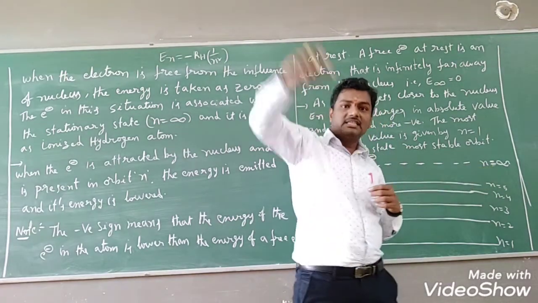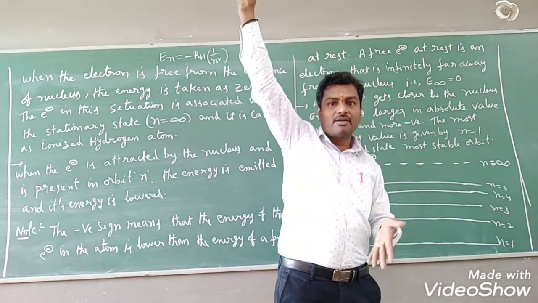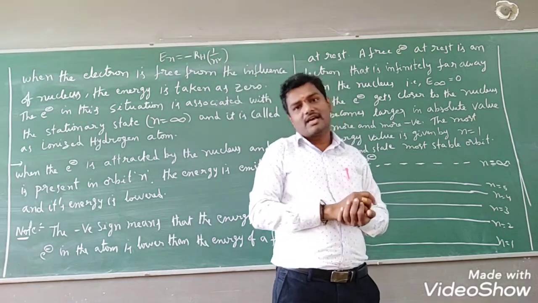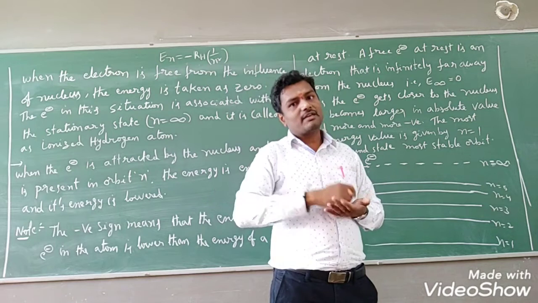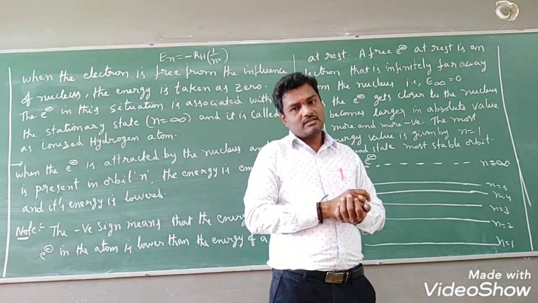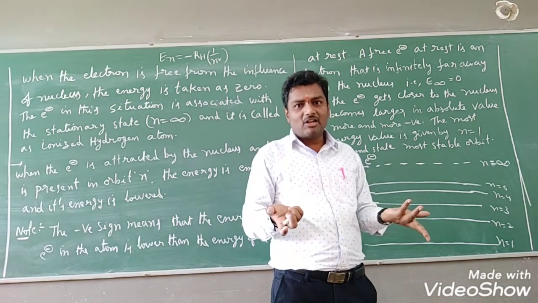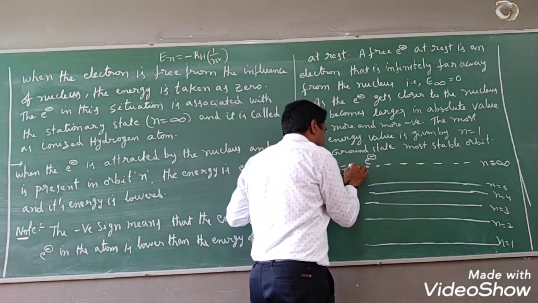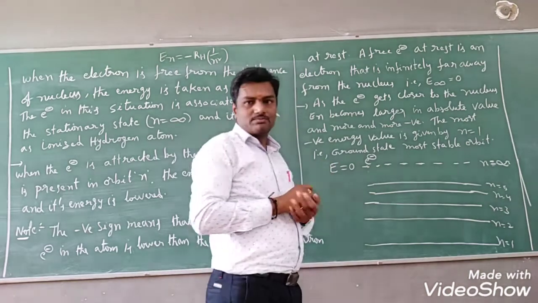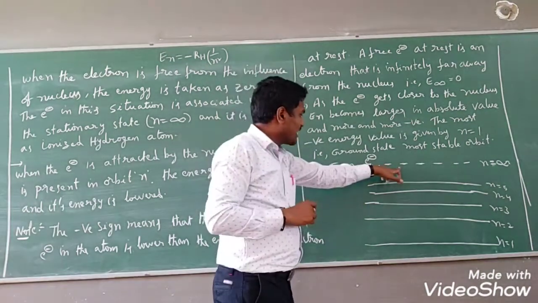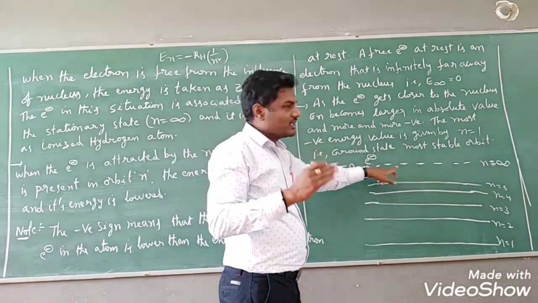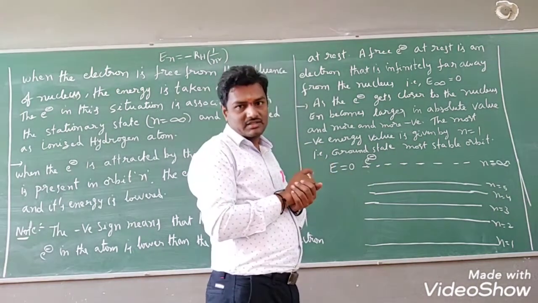If the electron is present at an infinite distance away from the nucleus, the attraction towards the nucleus is not there. It is free from the influence of the nucleus. Then automatically the energy value becomes 0, students. So at this stage, the energy of that particular electron is 0. At n equals infinity state, the electron energy is taken as 0.